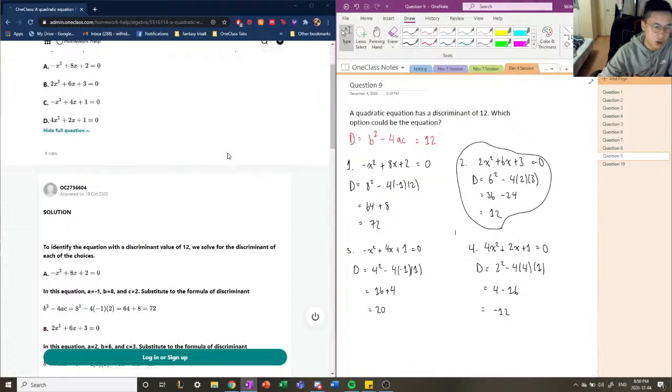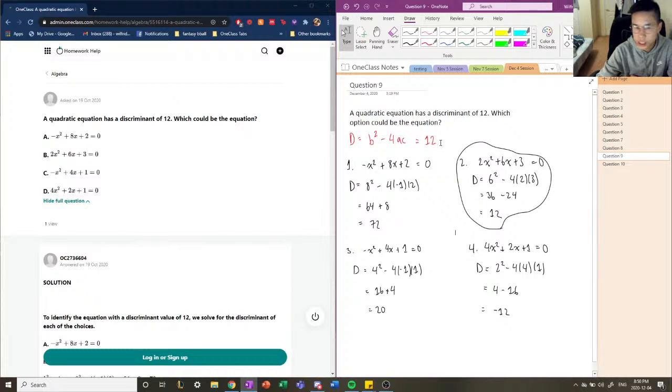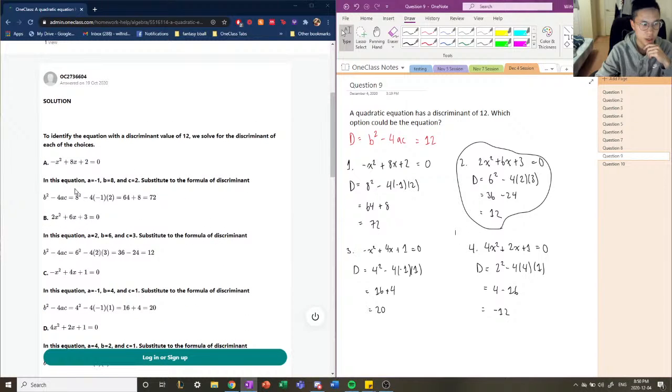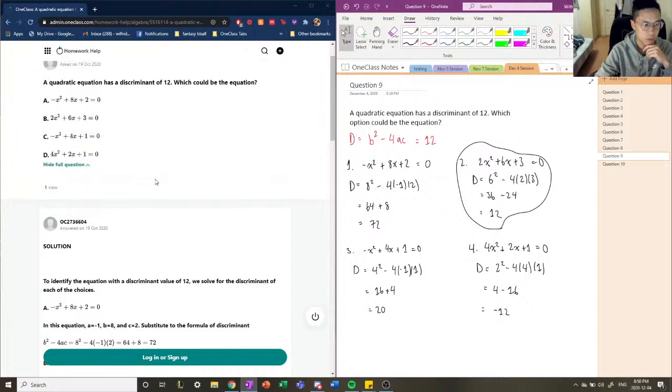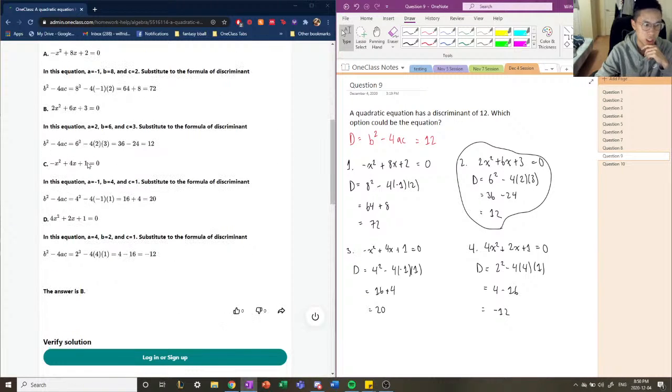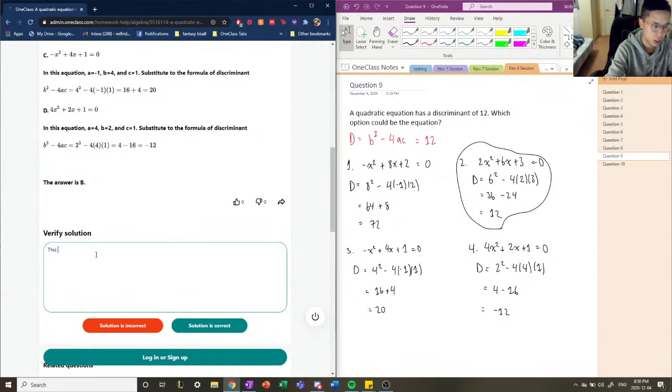Okay, so calculating the discriminant is an easy way of determining how many zeros our quadratic function has. So if d is greater than 0, there are 2 zeros. If d is equal to 0, there is 1 zero. And if d is less than 0, there are no zeros. This question basically asked us to calculate the discriminant of each of these quadratic functions and find which one corresponds to the discriminant of 12, which is option number B. So this solution is correct.